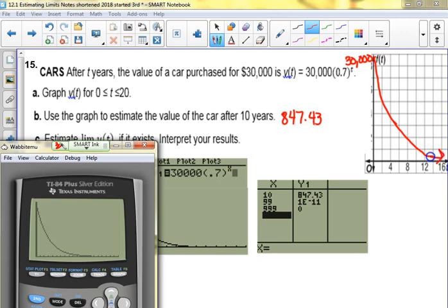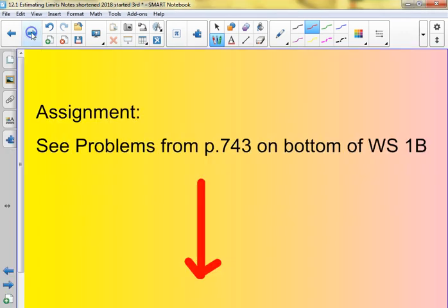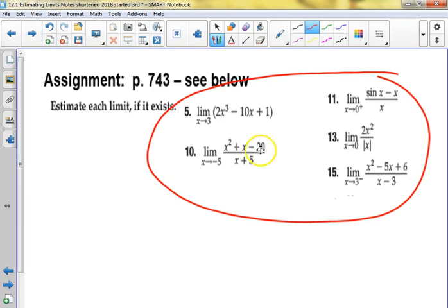What is the car eventually going to reach? It's going to approach what? 0. That would be the limit. All right. Did anybody try these questions? Do we need to talk about any of them?